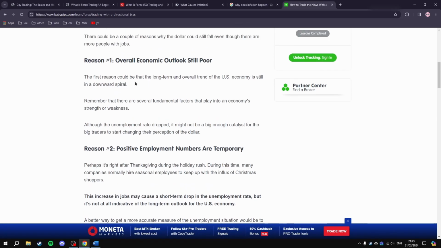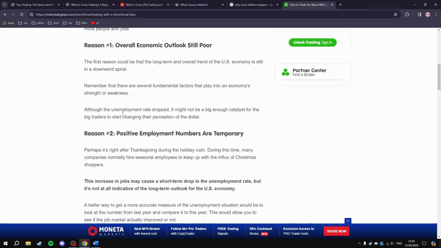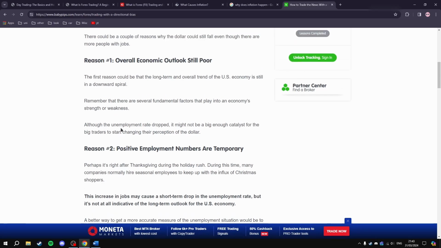The first reason could be that the long-term and overall trend of the US economy is still in a downward spiral. Remember that there are several fundamental factors that play into an economy's strength or weakness. Although the unemployment rate dropped, it might not be a big enough catalyst for the big traders to start changing their perception of the dollar.